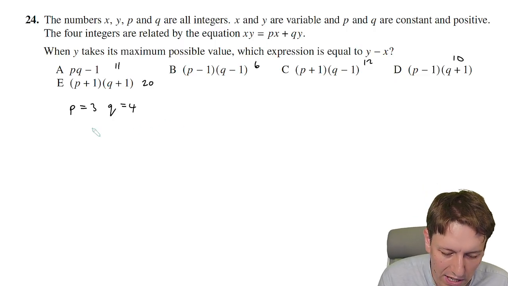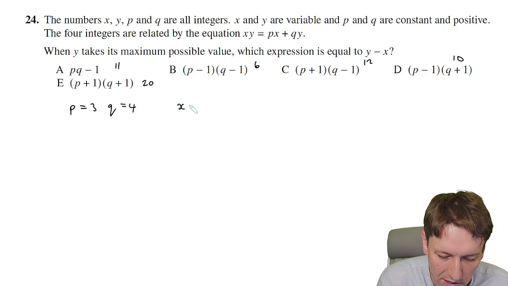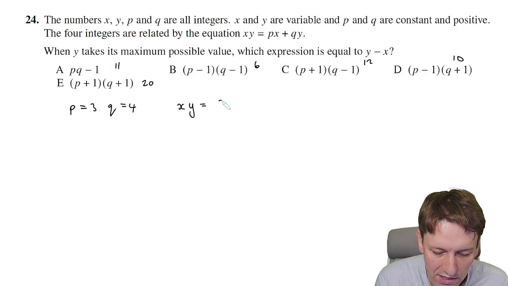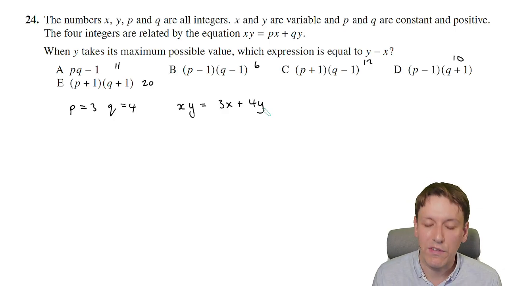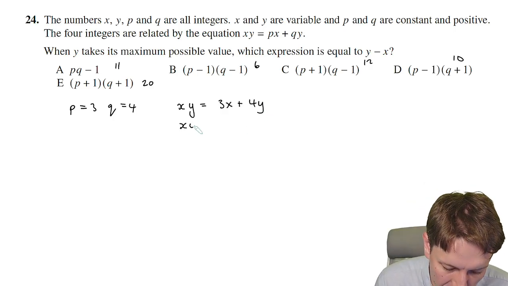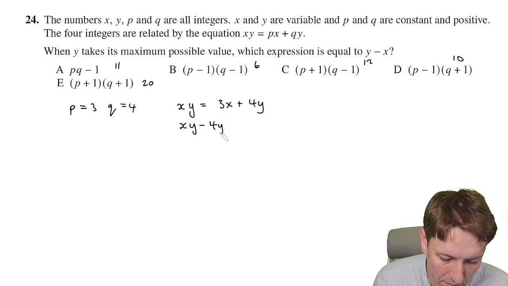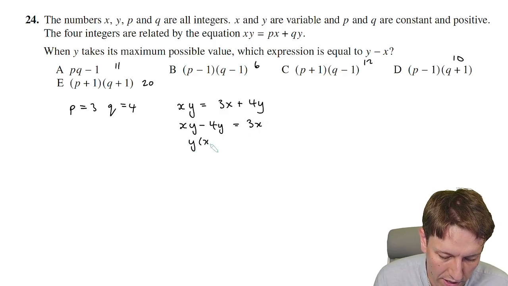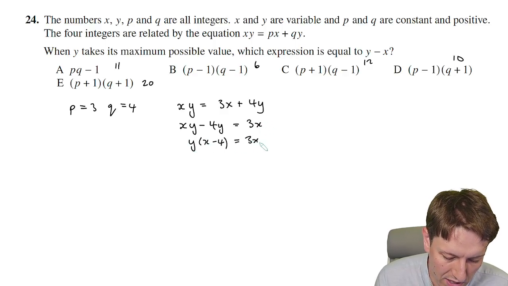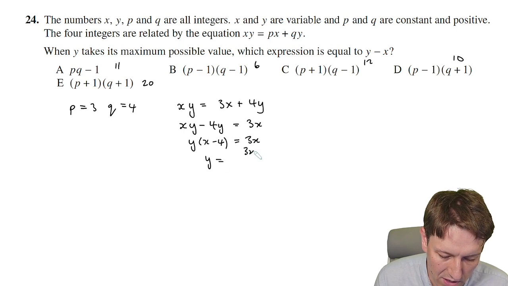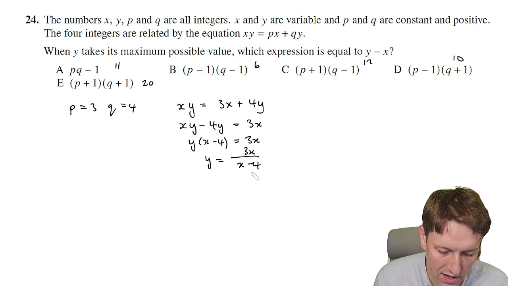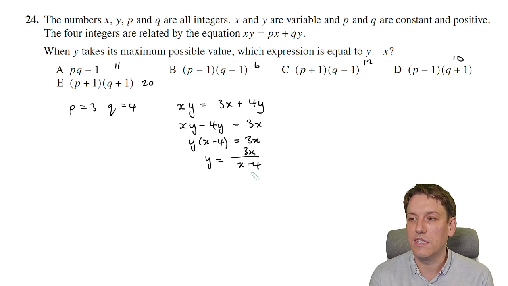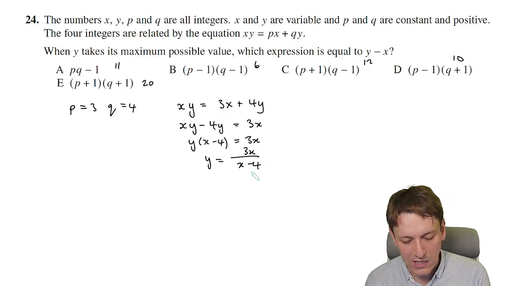So I've got this equation now, xy equals px plus qy, and that for us is going to be xy equals 3x plus 4y. I'm going to rearrange this to make y the subject of the equation, so xy minus 4y equals 3x, and then I've got y times (x minus 4) equals 3x, and y equals 3x over x minus 4.